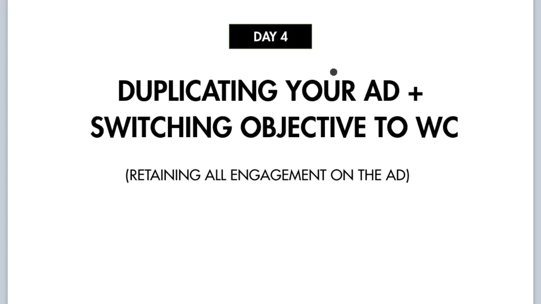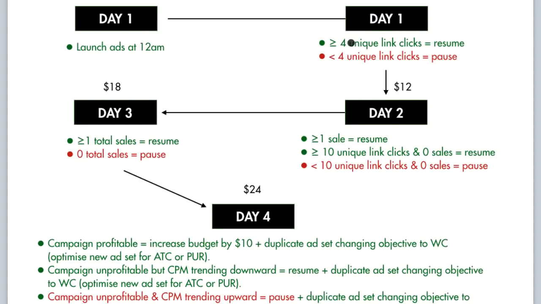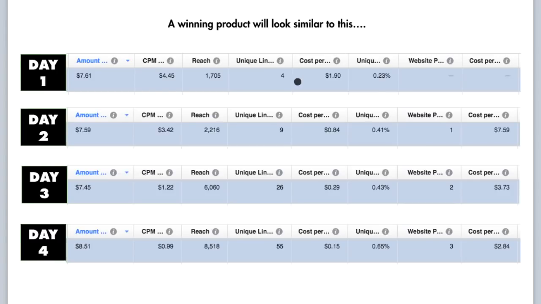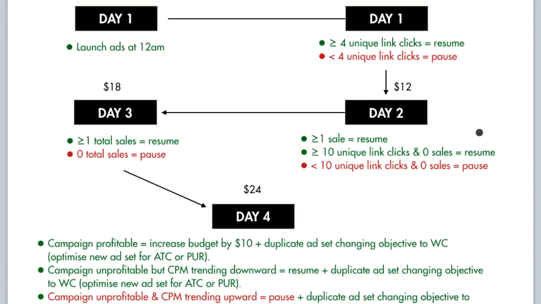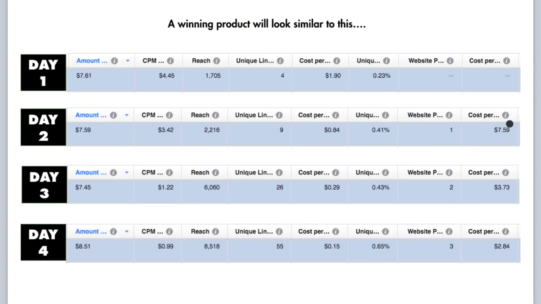So if you go back to my slide up here, on day 1 this slide is telling me to resume because it has 4 unique link clicks, right? So I resumed it. On the second day, I spent exactly the same budget, right? The CPM came down, yeah, to $3.42. So the CPM's coming down. Unique link clicks are on 9, and I got 1 website purchase. If we go back to the slides before, we've got 1 website purchase here. So we've got 1 sale, so I resumed it. The cost per purchase was $7.59, right?